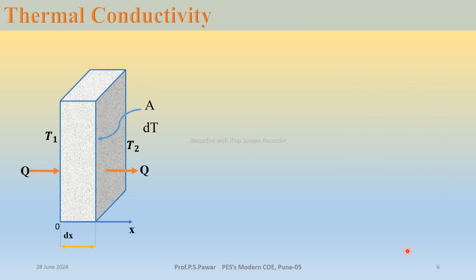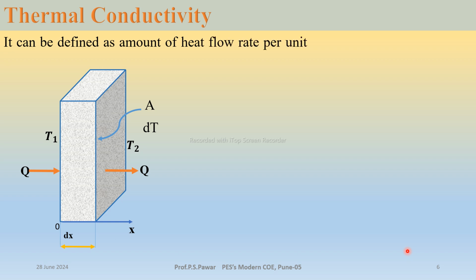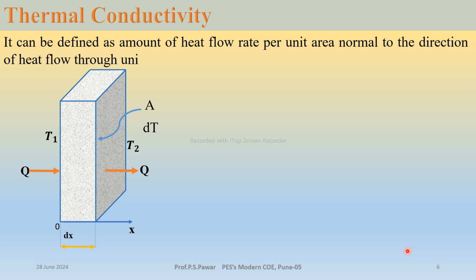So there is one important property here regarding conduction, that is thermal conductivity. So what is that? Thermal conductivity is nothing but the ability of material to conduct the heat. Just like specific heat is nothing but the ability of material to store the heat in the material, similar to that, thermal conductivity shows you the ability of material to conduct the heat.